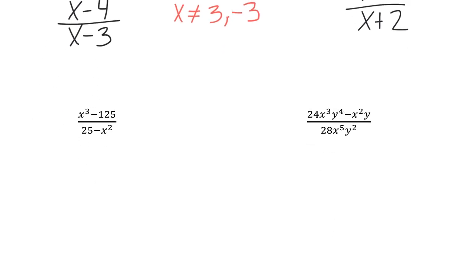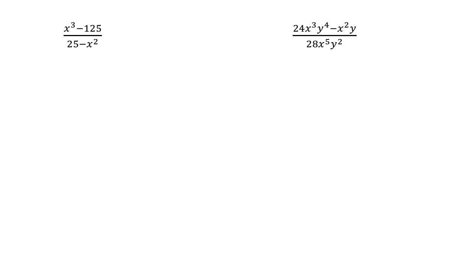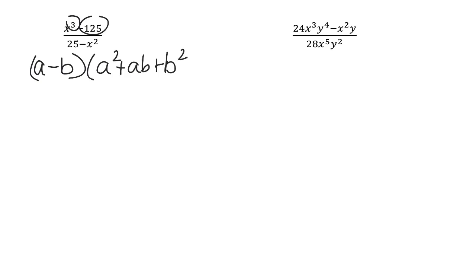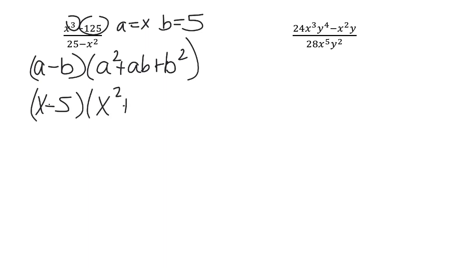Okay, let's look at two more examples. We have x cubed minus 125 divided by 25 minus x squared. So again, step 1 is to factor. The numerator of this fraction is what kind of polynomial? I hope you recognize this as a difference of cubes: x cubed, and 125 is 5 cubed. So that's our a minus b, a squared plus ab plus b squared factoring pattern. Our a is x and our b is 5, because 5 cubed gives us the 125. So we have x minus 5, and x squared plus 5x plus 5 squared, which is 25.